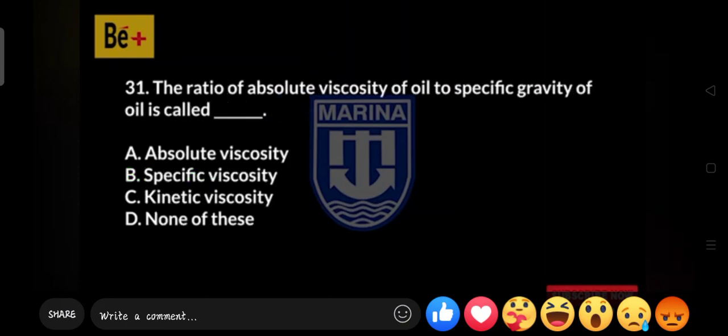The ratio of absolute viscosity of oil to specific gravity of oil is called A. Absolute viscosity. B. Specific viscosity. C. Kinetic viscosity. D. None of these. The answer is C. Kinetic viscosity.